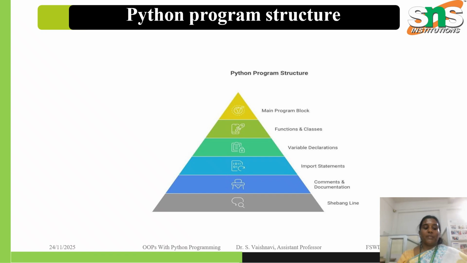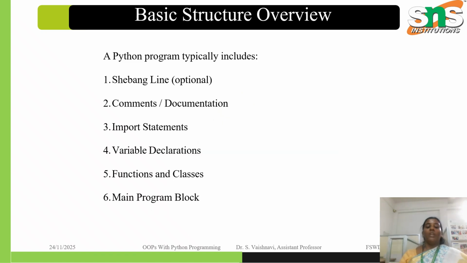So the next one that comes is the main program, where the shebang line is optional. It combines documentation, import statements, variable declarations, functions, and classes, and the main program block as we have seen before. The main program has logical code within the block, executed when the file is run directly, but not when it is imported as a module by another file. That's the main program block.